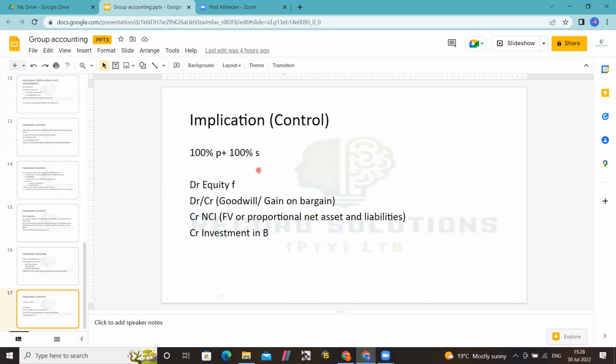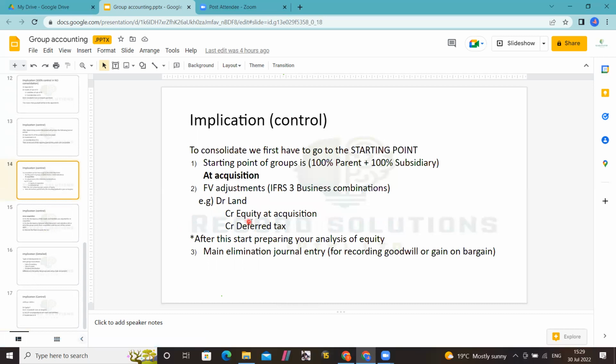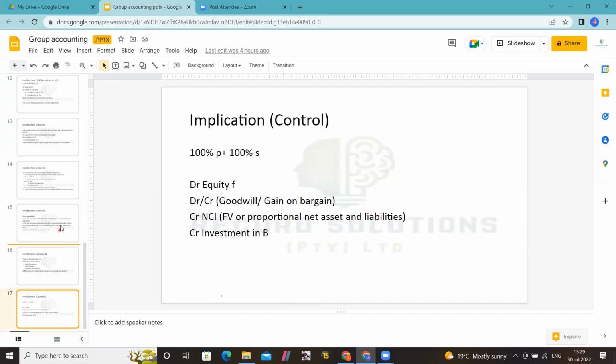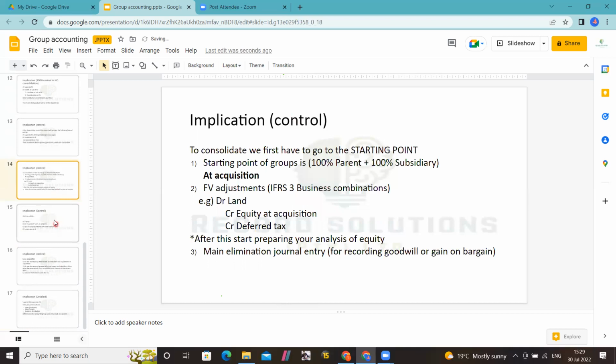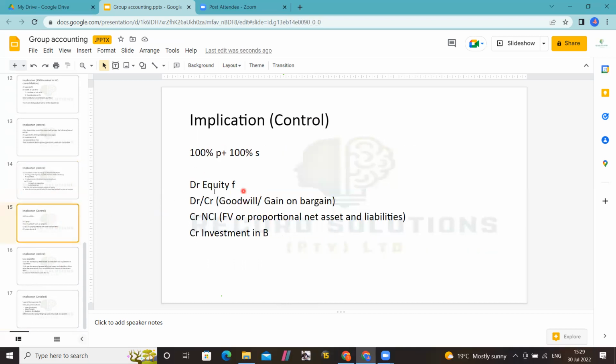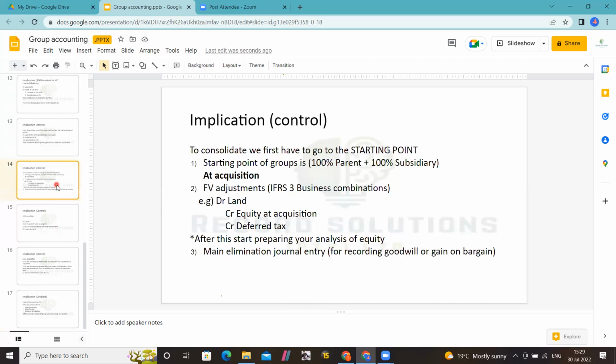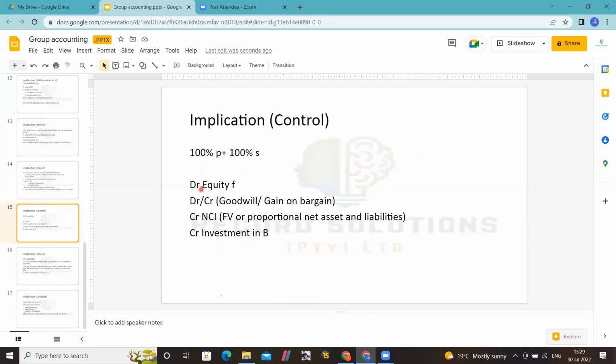And do not forget that included in this equity is also the equity at acquisition. So this equity at acquisition is also included in the equity of the sub, and you can get a debit or a credit balance. And don't forget, what are we doing by debiting the equity? We are eliminating the equity, because at the beginning of the year, we added 100% of S, the subsidiary.